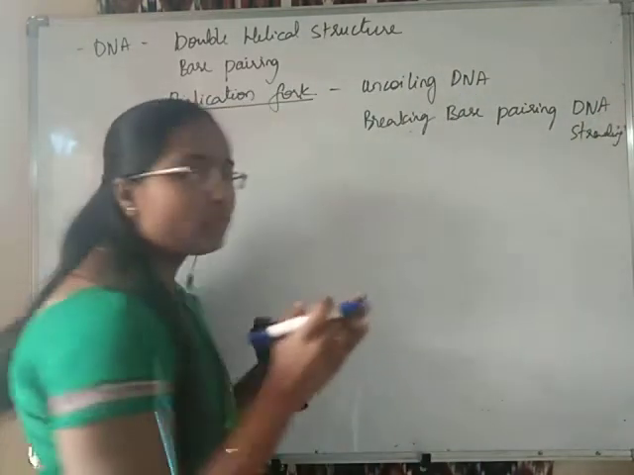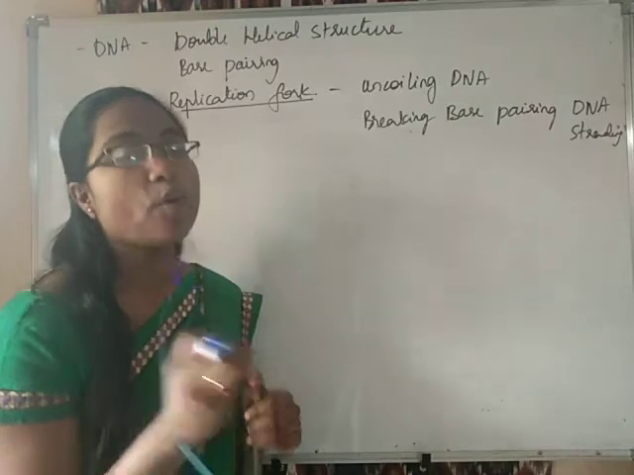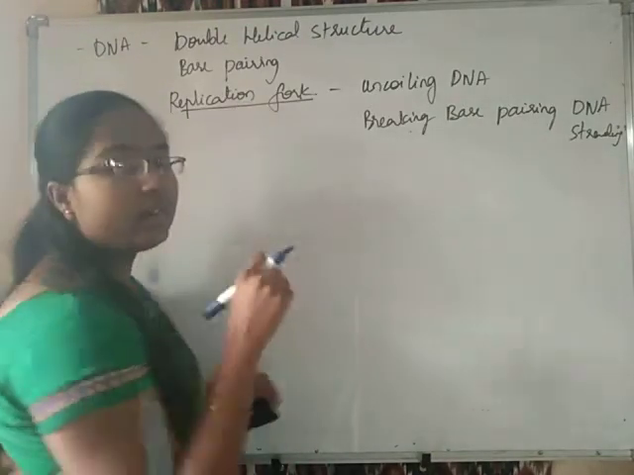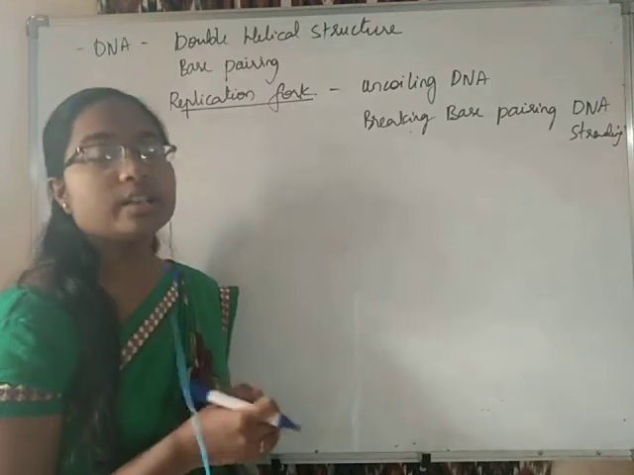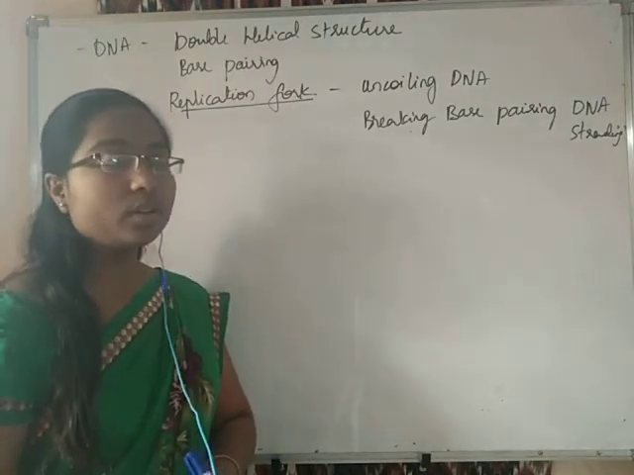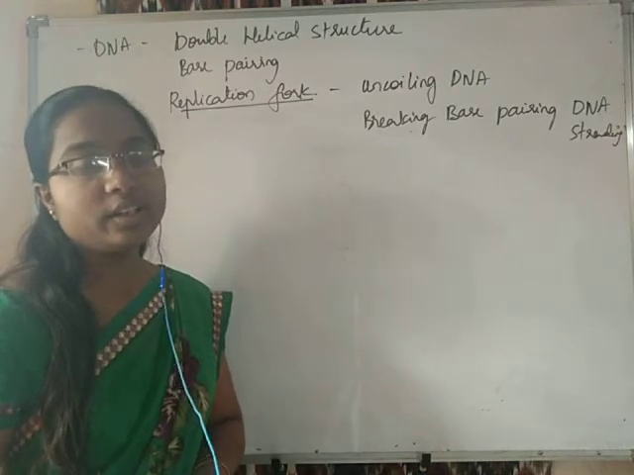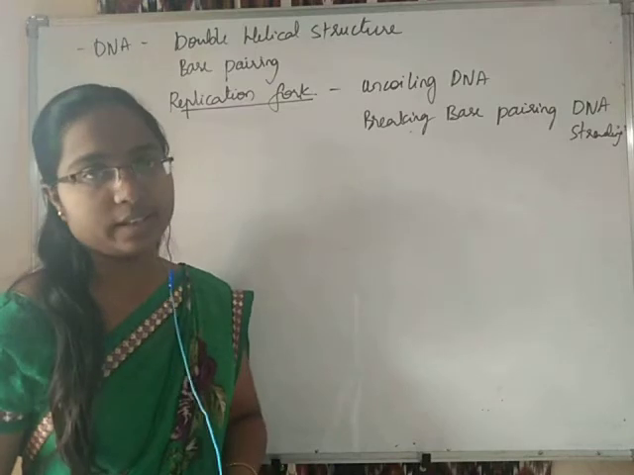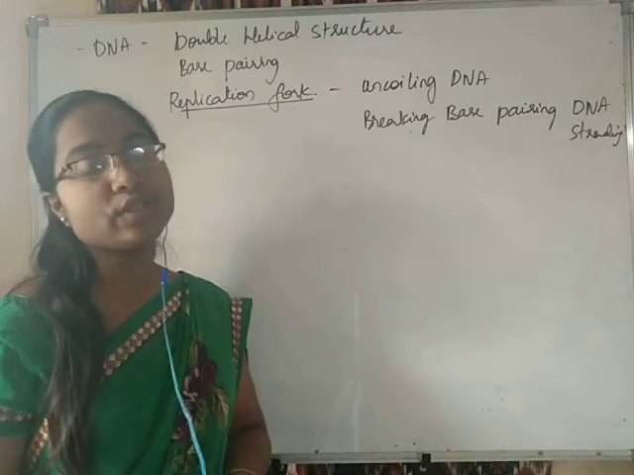In that way, two strands of the DNA will be separated at a point, resulting in the formation of a replication fork. And here in this replication fork, the synthesis of DNA will continue. See students, here the replication of DNA is having some polarity. Replication of DNA will also have some polarity.